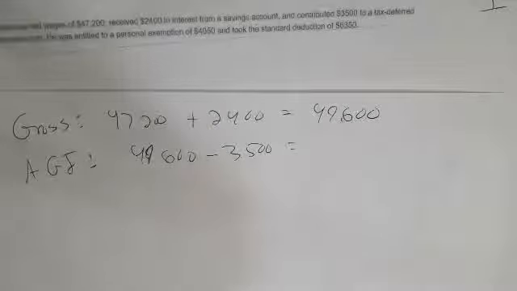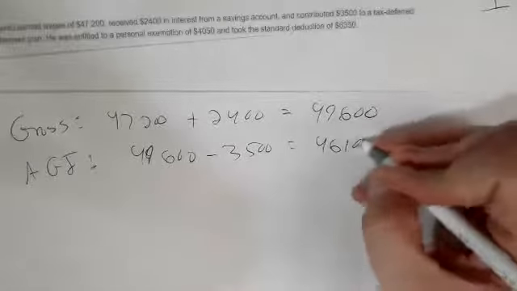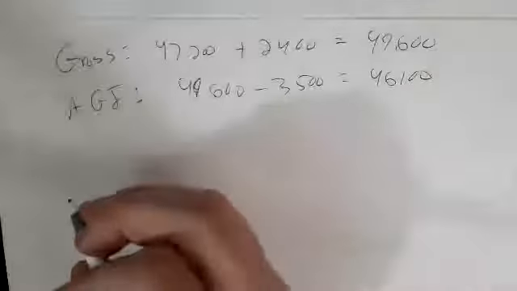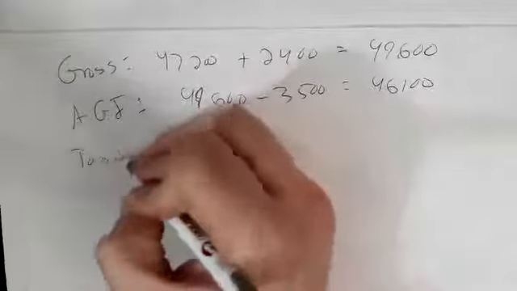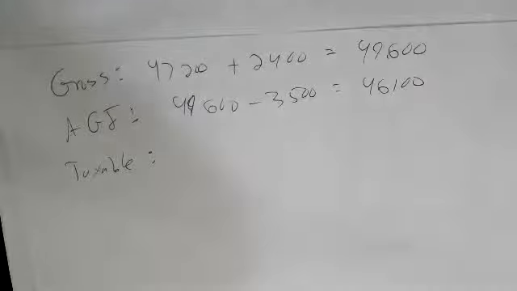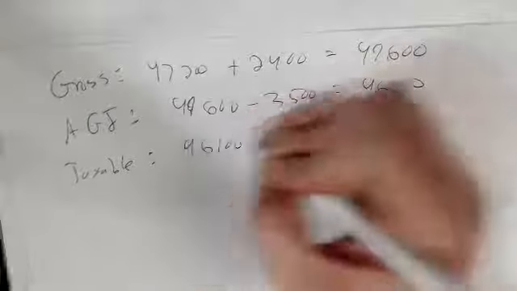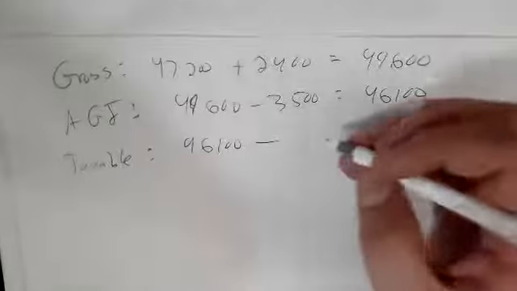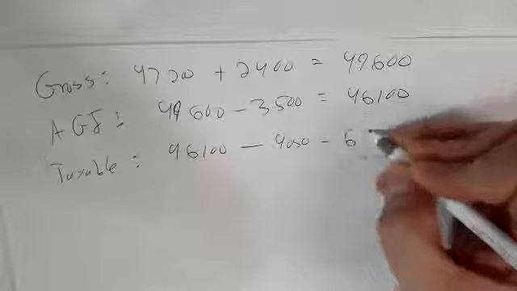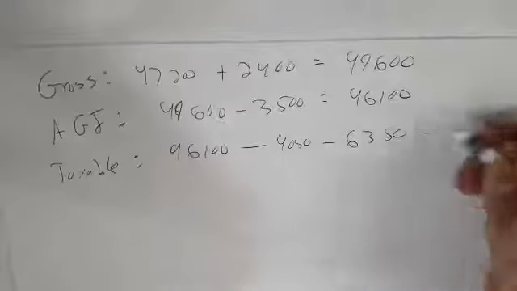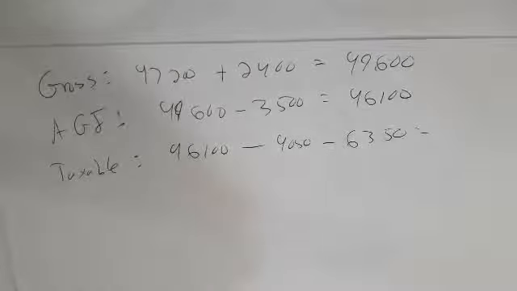We do 49,600 minus 3,500. This gives me 46,100. The other thing is taxable, right? So to find the taxable income, I'm going to take the 46,100 and subtract the exemptions and deductions. So he's got a personal exemption of 4050 and he's got a deduction of 6350. So I take 46,100, I subtract the 4050, and I subtract the 6350. That's going to give me 35,700.